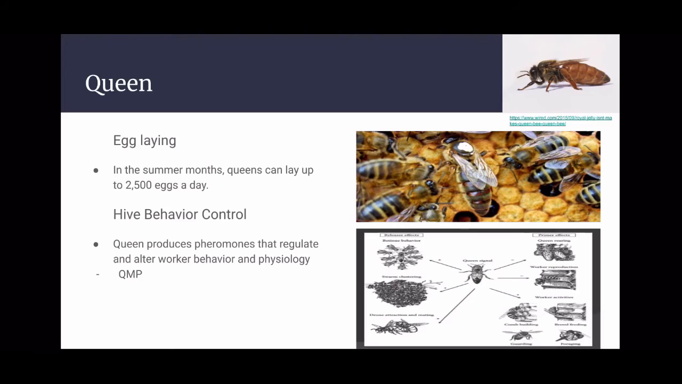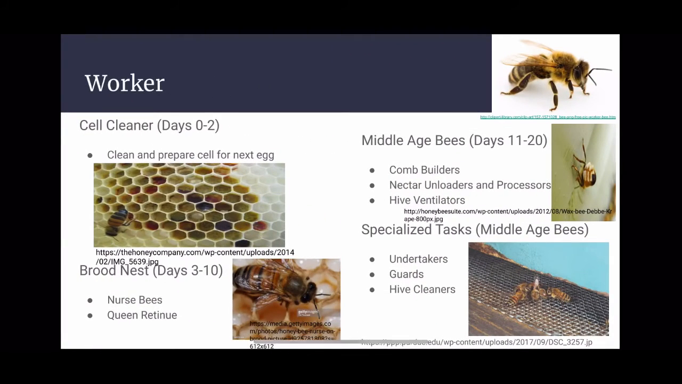The queen is the only bee in the hive that can lay fertilized eggs to produce workers. According to National Geographic, in the summer months, queens can lay up to 2,500 eggs a day. The queen also releases pheromones that play a key role in how the colony behaves and even alter the physiology of the other workers. The most well-known of these pheromones is the queen mandibular pheromone, or QMP. According to Butler et al., QMP affects social behavior, maintenance of the hive, swarming, mating behavior, and inhibits ovary development in worker bees.